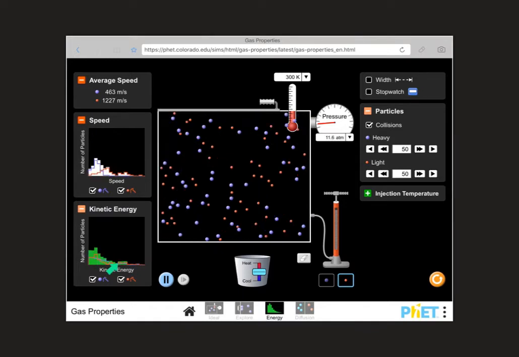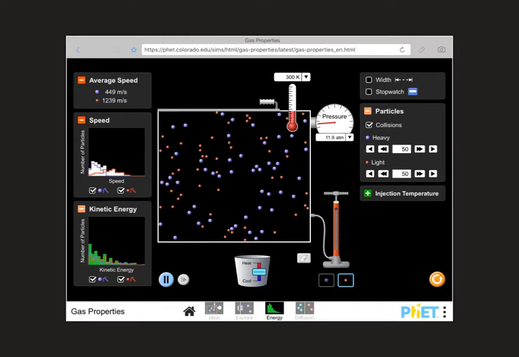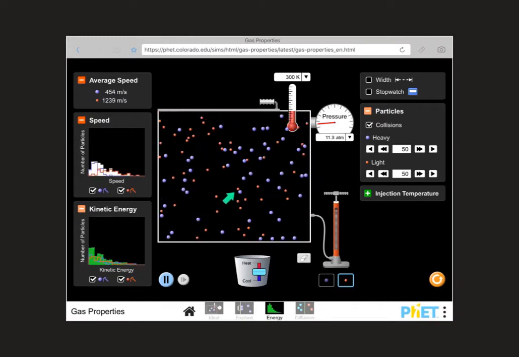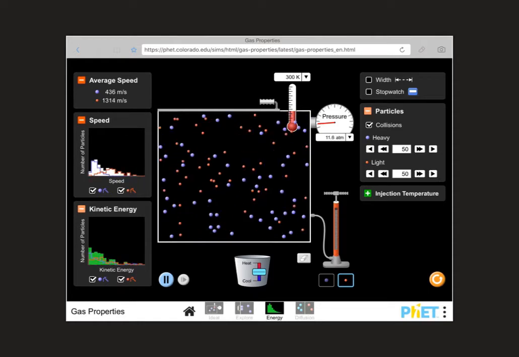This green line is the total kinetic energy. So that's just the sum of those 2 things. Okay? So we're seeing the Maxwell-Boltzmann distribution at play in this simulation right here.